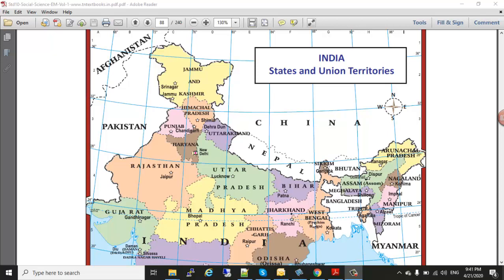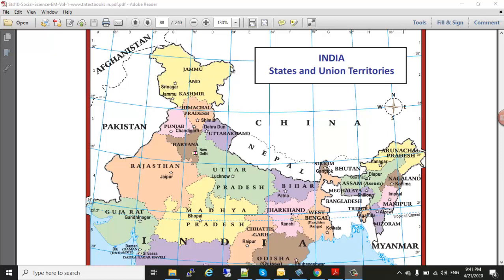If you have any doubts, I think this session will rectify all the doubts that you have. So watch carefully, listen carefully. We have many states, and we will start from the state which is the northmost part of our country. We will start with Jammu and Kashmir.